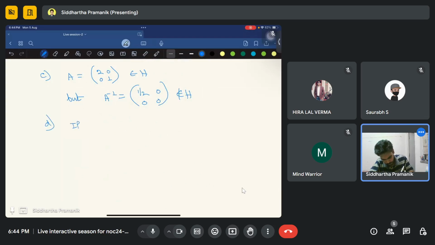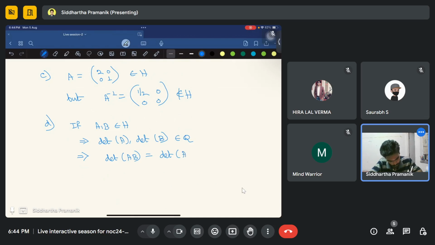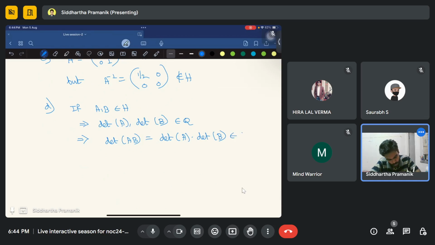So if A and B belong to H, this implies their determinants are rational numbers. So the product of the determinants is also a rational number, because the product of two rational numbers is a rational number. So it belongs to Q. So the product is in H.